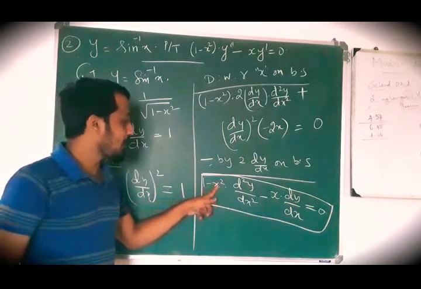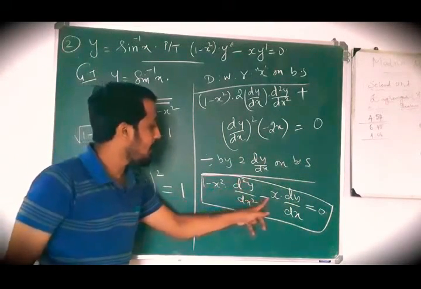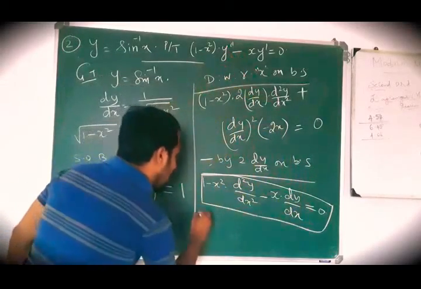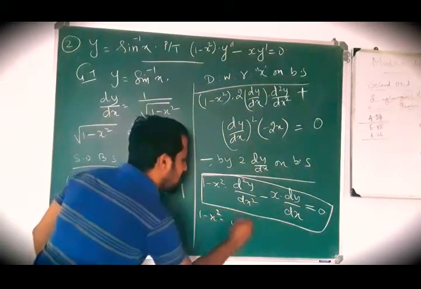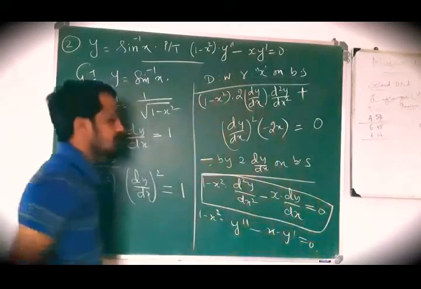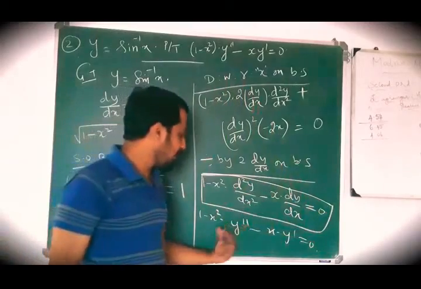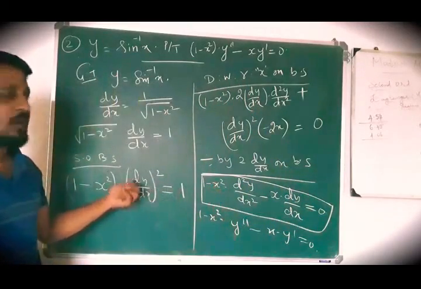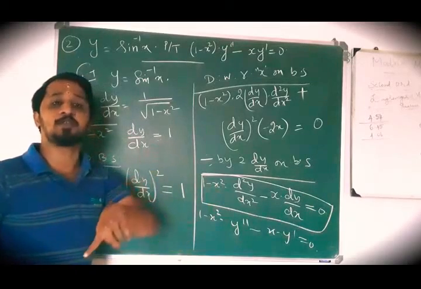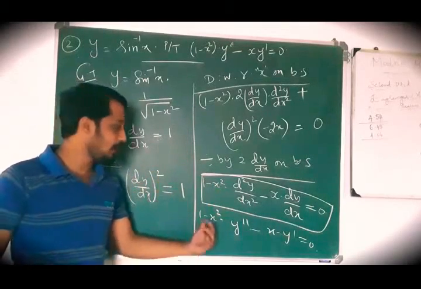1 minus x square into d square y by dx square minus x into dy by dx is equal to 0. Or you can write 1 minus x square into y double dash minus x into y dash is equal to 0. Is it clear to everyone? Go to this very easy problem. First you see this problem, first you practice this problem, then go to first problem. You will understand. Is it clear?